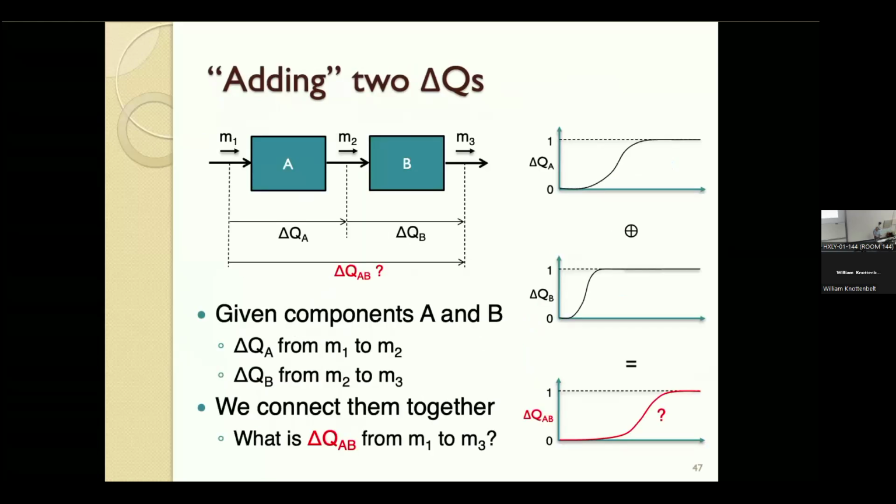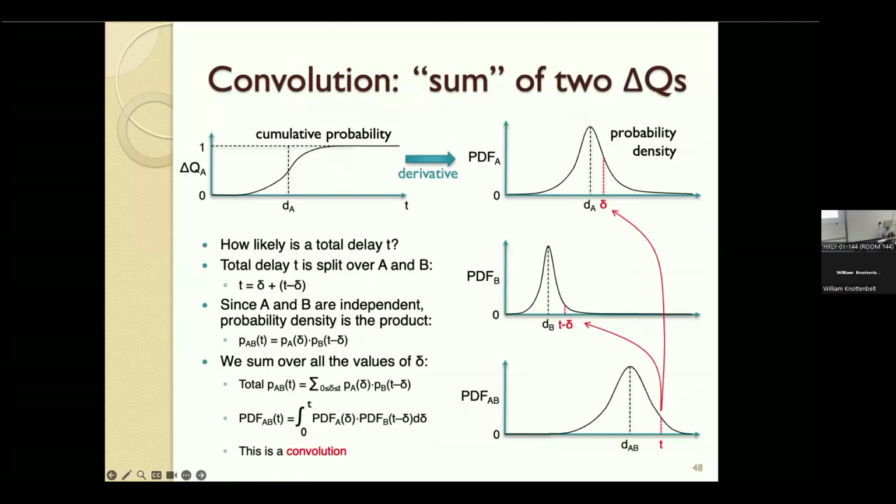Another basic operation of delta Qs is what I call adding two delta Qs. If you have two components that you connect together sequentially, so the message coming out of component A goes into component B, and component A has a delta Q shown at the top of the diagram here, and B has another delta Q at the bottom. Then the overall system has a delta Q, the red one, delta QAB. So the question is, what is this one? This is a really basic operation, and it is called convolution.